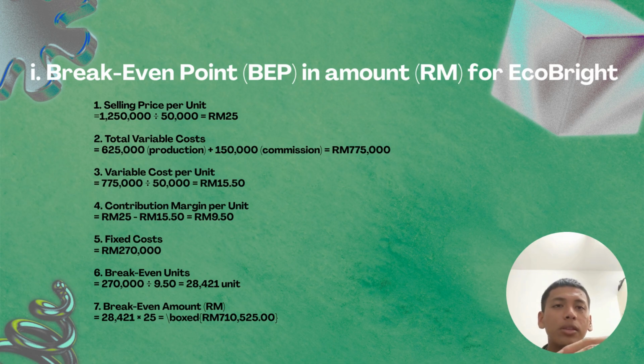That means how many units we need to sell to cover all the costs. We divide fixed cost by contribution margin per unit. 270,000 divided by 9 ringgit 50 cent equals 28,421 units. Seven, we find the break-even sales amount in ringgit. We multiply the break-even unit by the selling price per unit.